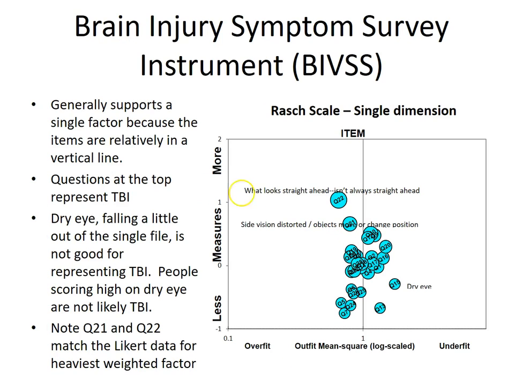So the second most discriminating question for TBI is also a peripheral vision one: side vision, distorted objects move or change positions. So again, if you're not a single unitary dimension, you're going to fall a little bit off this central line, and this is wiggling around a little bit, but it wasn't bad enough to not call it a single dimension.